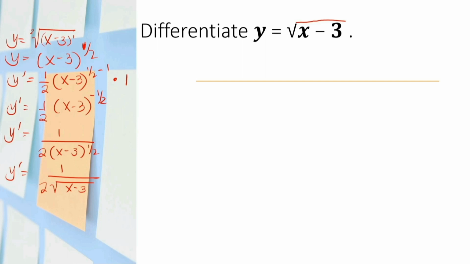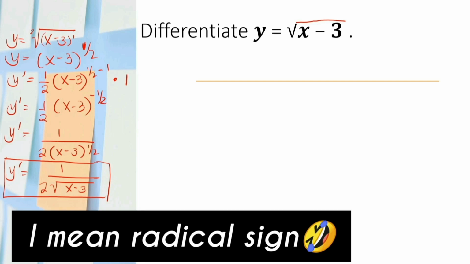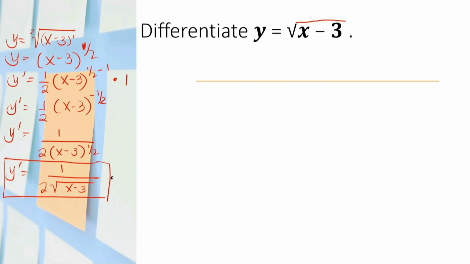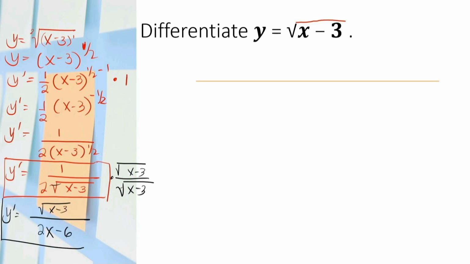We can leave it like that, or you can rationalize if you don't want a denominator with a radical. So we multiply both numerator and denominator by square root of x minus 3 to cancel out the square root. So y prime is equal to square root of x minus 3 all over 2 times x minus 3. Then we distribute the 2, so that is 2x minus 6. Okay? So this is our final answer.